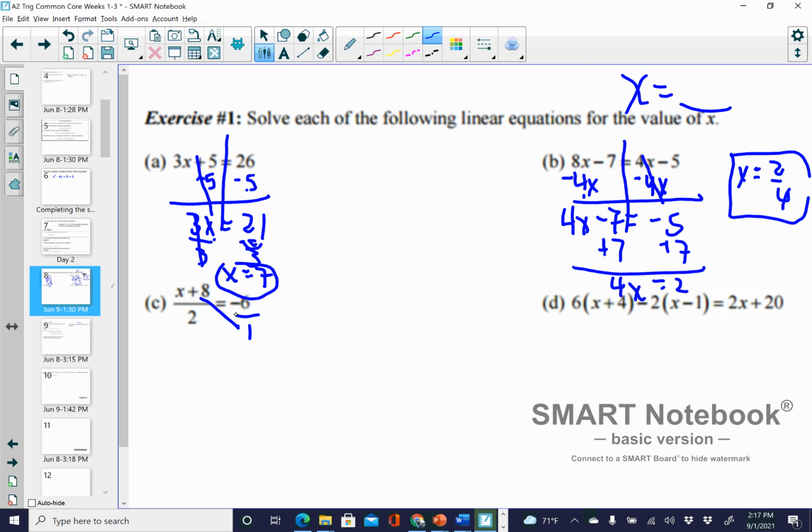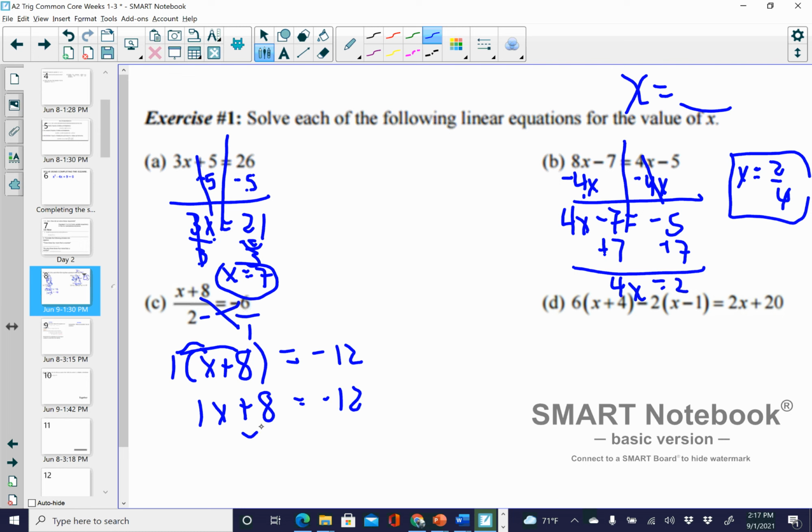So when you cross multiply, x plus 8 times 1, 1 times x plus 8, this is a good review of our distributive property, which we'll do in a second, is equal to, and on this side, 2 times negative 6 is equal to negative 12. So 1 times x is equal to 1x. 1 times 8 is equal to 8. There's a plus sign between them, is equal to negative 12.